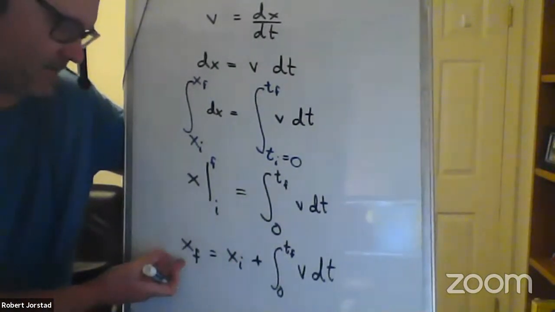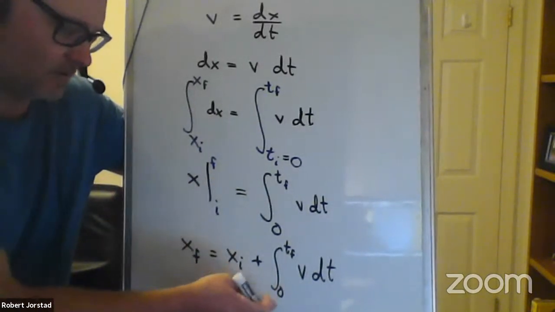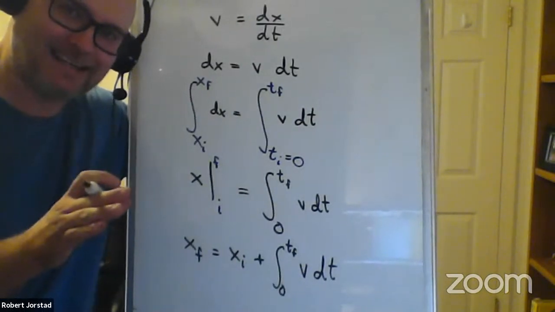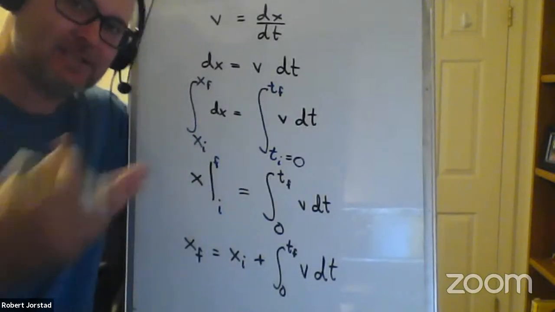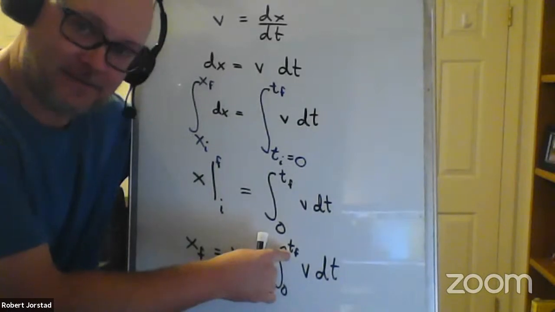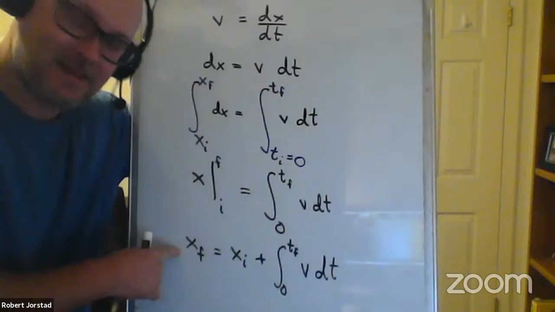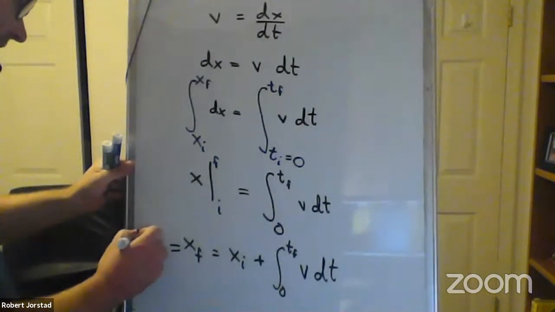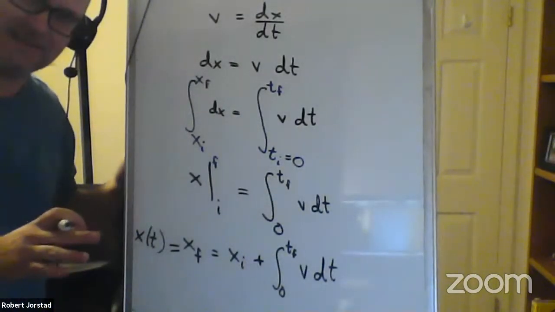So in this case, x final is equal to x initial. I just brought the x initial to the other side, and we're going from 0 to t final. Now, don't overthink this. What have we really done? What I'm saying here is if you tell me what value you want for t final, I'll tell you the position. That means this is position as a function of time, essentially, right?